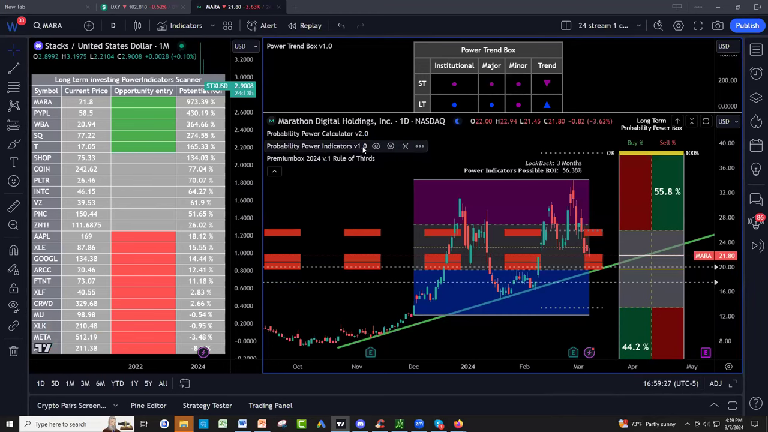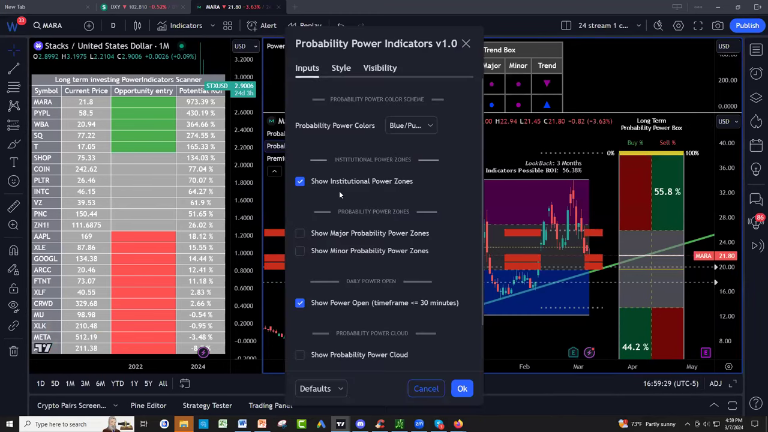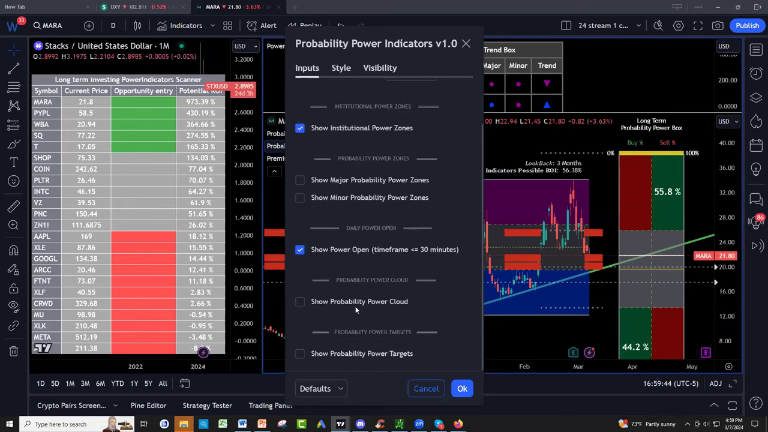Number one, the probability power indicator. If you go to the gear, there's a lot of stuff here. You have institutional zones. That's what I showed, the red dashes. You have the major probability blue zone, light blue and dark blue, that I use for day trading only. You have the power opens. I always use that when I day trade. And you have the power cloud.